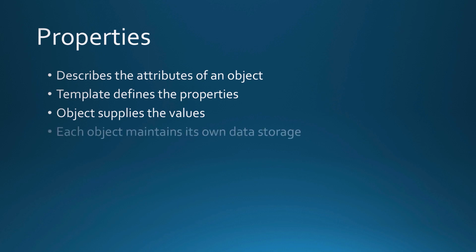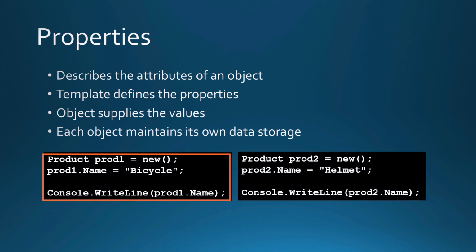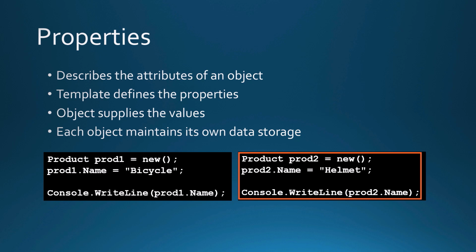So each object maintains its own data storage. So here I've got on the left-hand side, Product prod1 equals new, prod1.Name equals bicycle. So prod1 is a separate variable and it holds an instance of a Product class. Then on the right side over here, I do Product prod2 equals new, prod2.Name equals helmet. So again, a separate entity in memory. So these are the objects that are being created from the class.